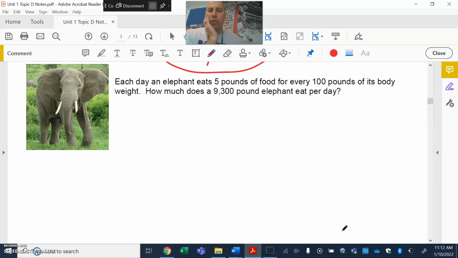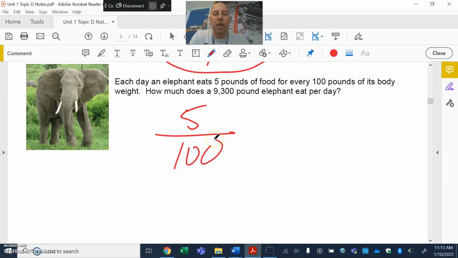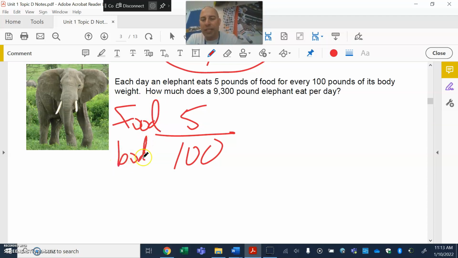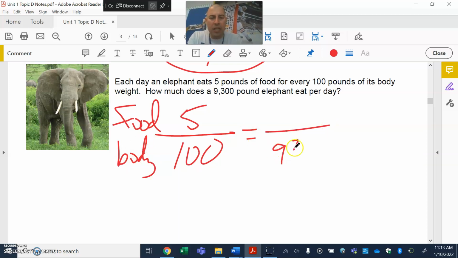Let's do one of these so we can see how we can use them. It says each elephant eats 5 pounds of food for every 100 pounds of its body weight. Okay, so 5 pounds for every 100 of its body. So 5 pounds of food. This guy's talking about food, so I don't want to say pounds and pounds. That's not going to help me clarify. And this is for its body weight. So how much does a 9,300 pound elephant eat per day? Well, that's its body weight. So I've got to keep the body weight with the body weight.